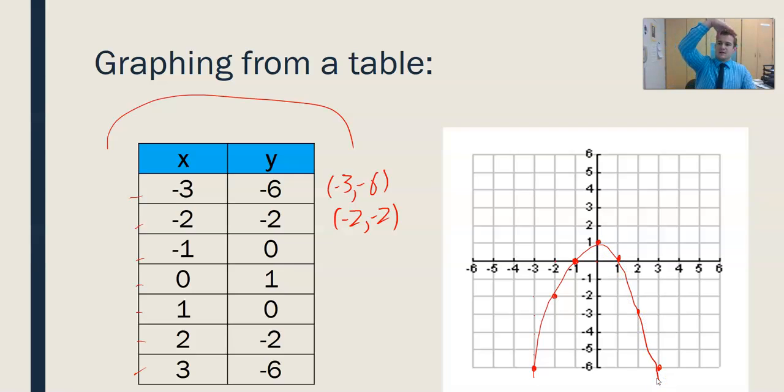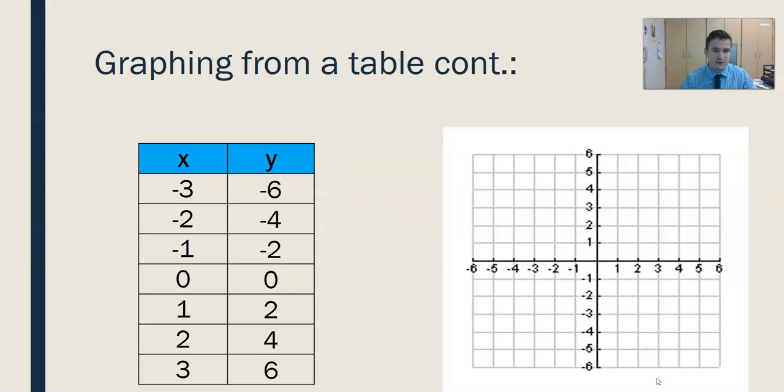Upside down U type deal. And we'll talk more in the upcoming lessons about how we identify and how we name these different types of graphs. But for now, being able to plot these points is what we're trying to assess. So, there's graphing from a table.